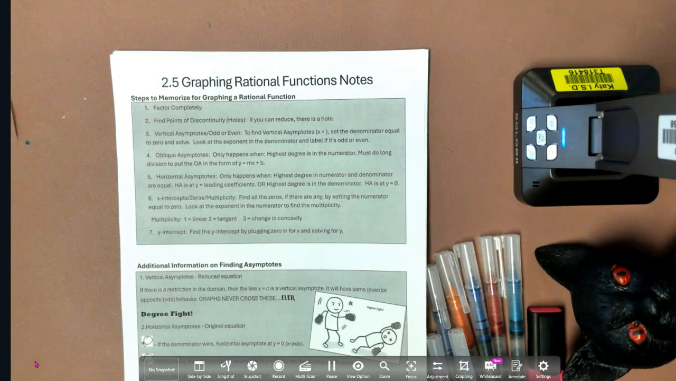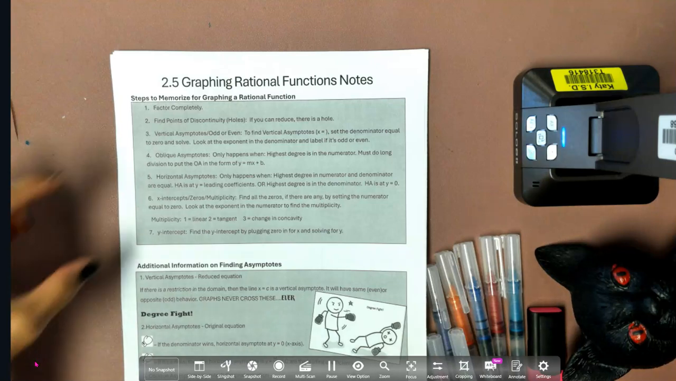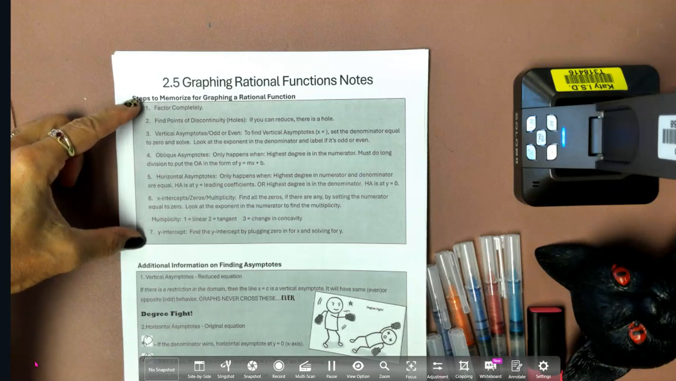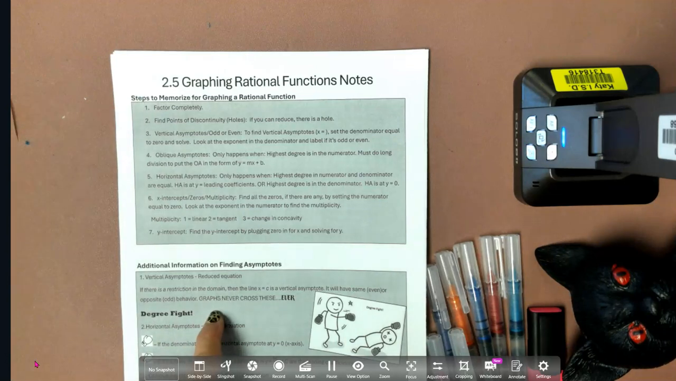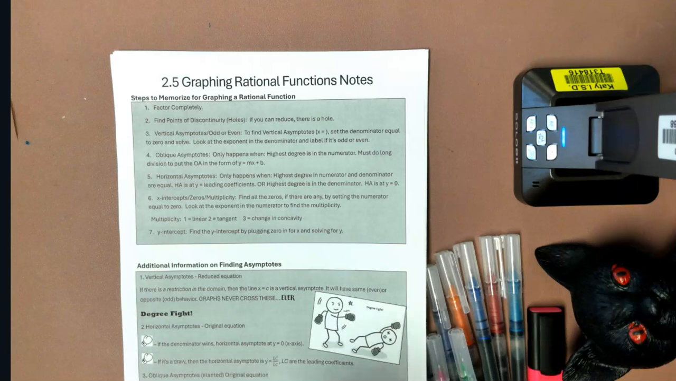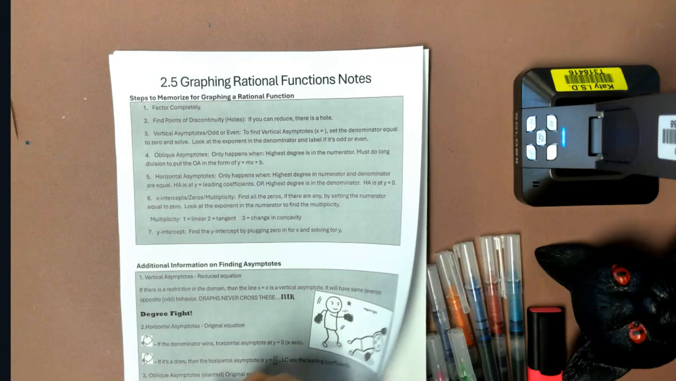2.5 Graphing Rational Functions, Day 1. These are going to be the steps for you to refer to when you graph these. We're also going to talk about some additional information on when to find asymptotes and when to find vertical asymptotes. Let's go ahead and jump into our first example.